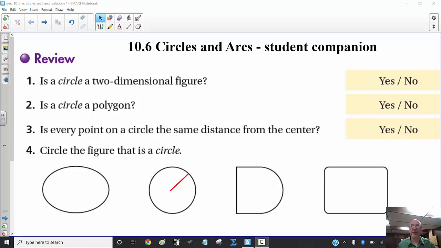Well, good morning. This is Pearson Publishing, a student companion, on 10.6 circles and arcs. So we'll go through this. It's a good instructional guide.